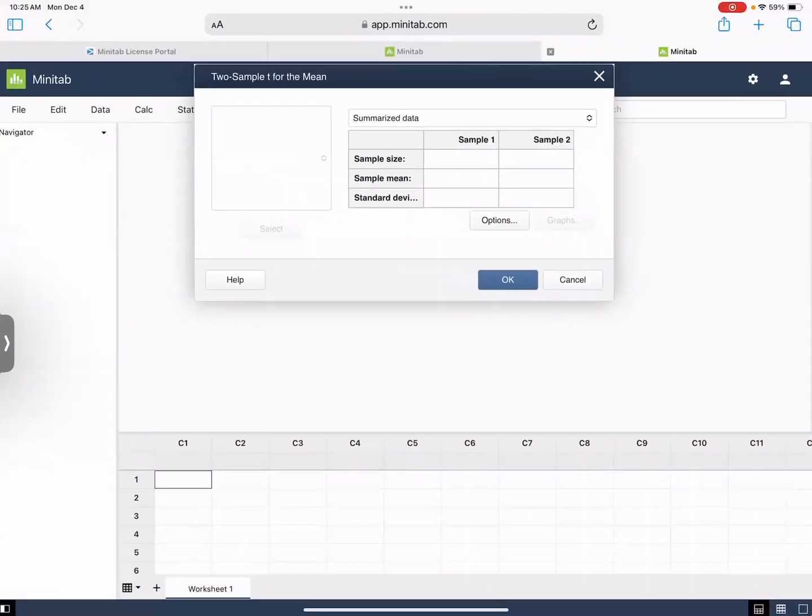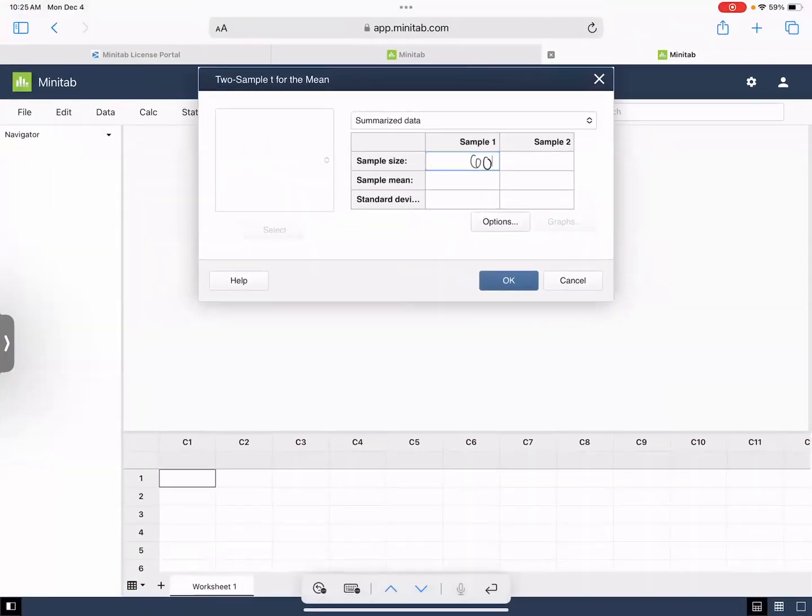Okay. At this point, I just need to write down my information. I know that n1 is 60, x̄1 is 309, s1 is 29. This is so cool to me. I don't know why. This is like my favorite part of this whole class, just writing the numbers down. Okay, so I wrote down all my numbers.